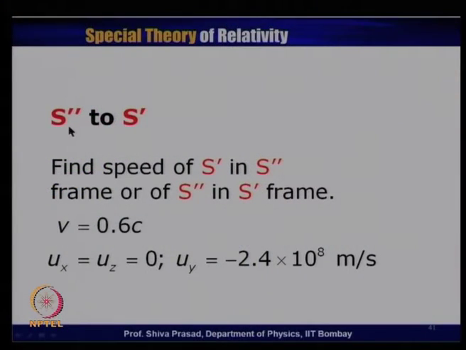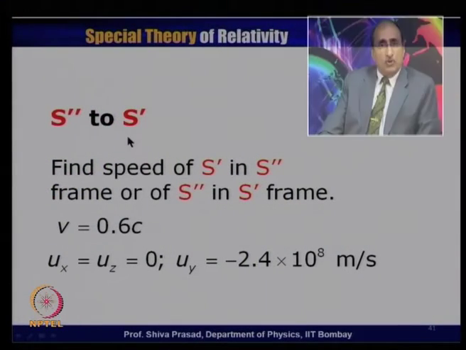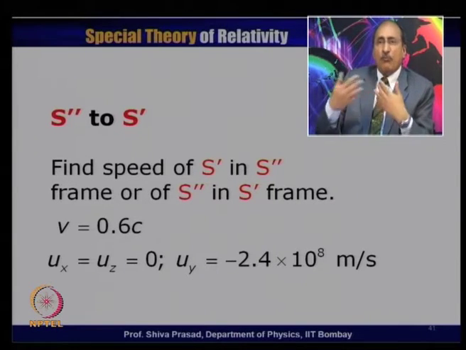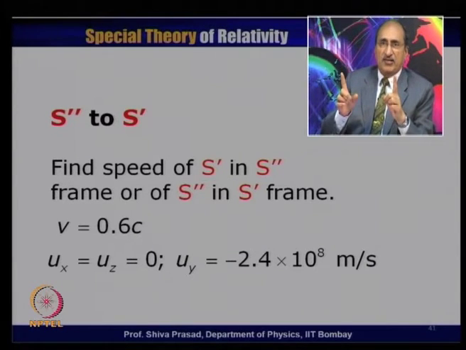So, now we go from S double prime to S prime. To do that, I must find the relative speed between the S double prime and S prime frames of reference. For that, either I have to find the speed of S prime in the S double prime frame of reference, or of S double prime in the S prime frame of reference. Because the initial problem was given more in terms of the S and S prime frames of reference, let us choose these two frames of reference.